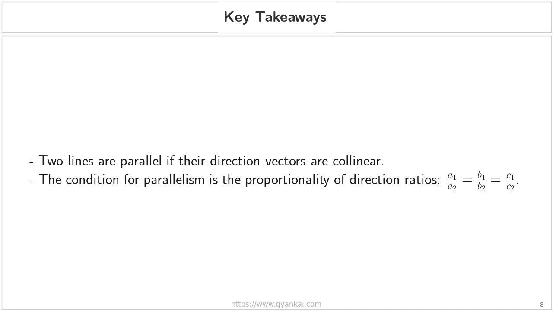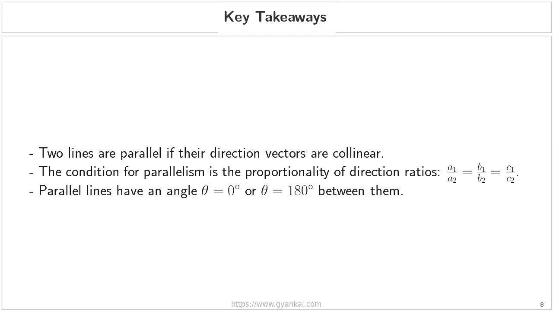Second, we have the mathematical test you'll use most often in your exams. The condition for parallelism is the proportionality of direction ratios. As we saw in our worked example, you must check if the ratio of the x components, the y components, and the z components are all equal. Specifically, a1 over a2 equals b1 over b2, which equals c1 over c2.